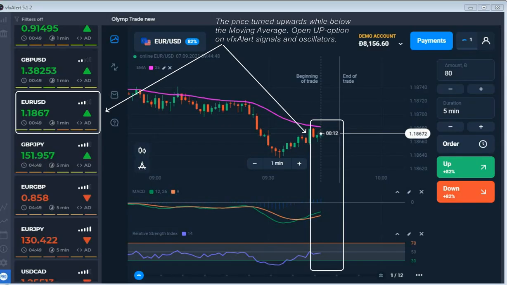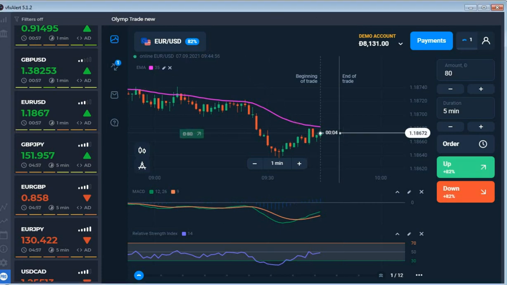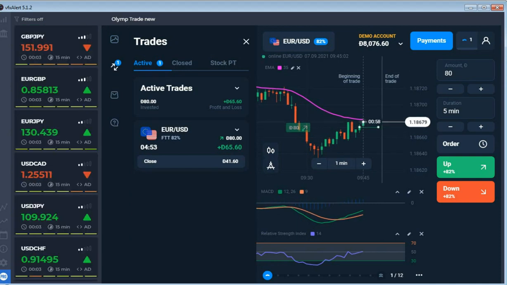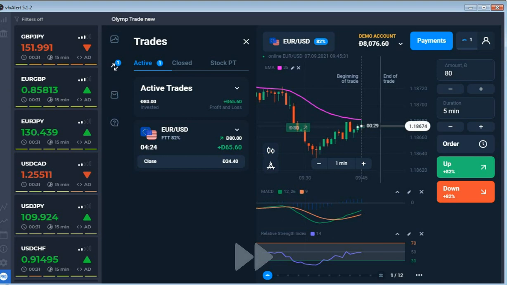The average strength of the signal for the euro-dollar. If the price turned far from the moving average down in the first transaction, here the conditions are reversed. Reversal to a new trend with confirmation of the oscillators and vfxalert. The second up option. If the option is profitable, we end the trading session.